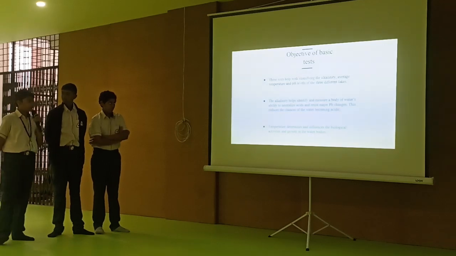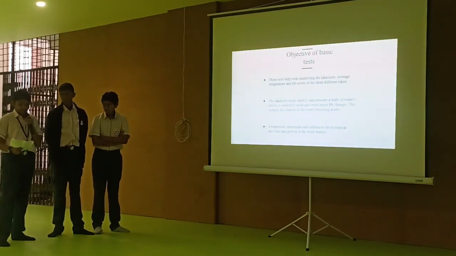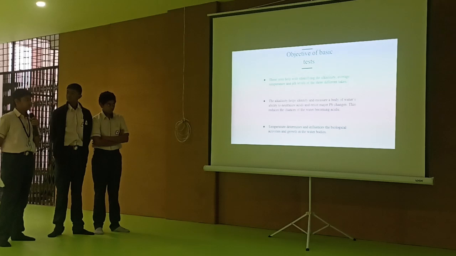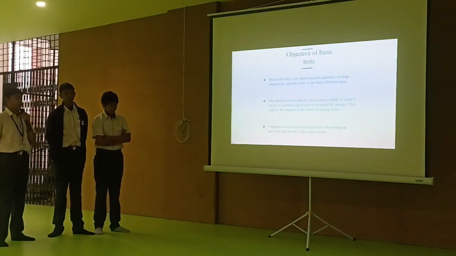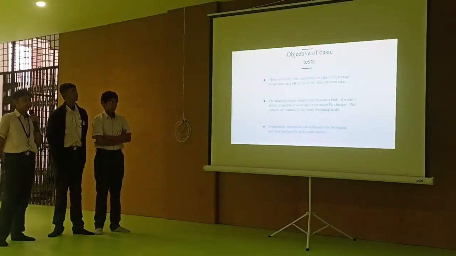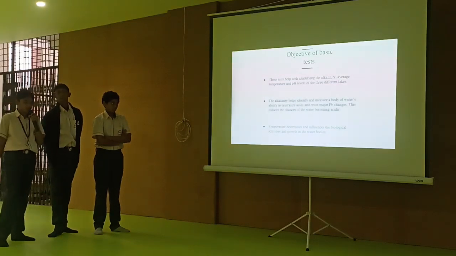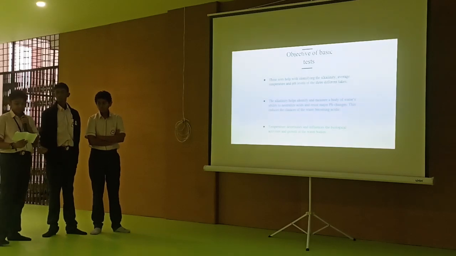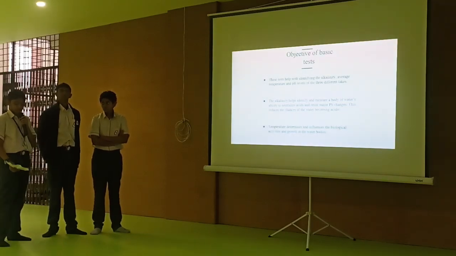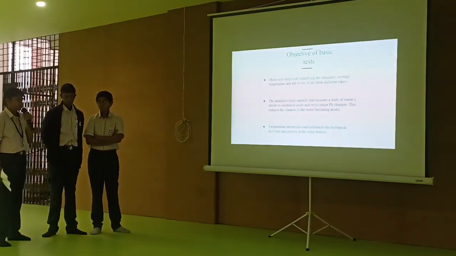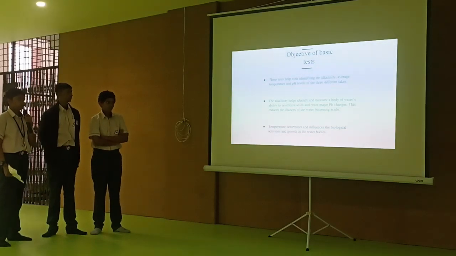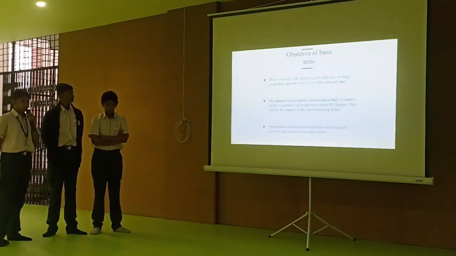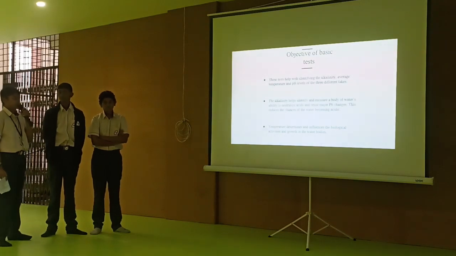So now we're going to talk about the objective of the basic test. As you can see, the three basic tests that we have chosen are alkalinity, average temperature and pH levels of the three lakes. So alkalinity helps in showing the level of a body of water's ability to neutralize acids and resist major pH changes. This reduces the chance of the water becoming acidic.